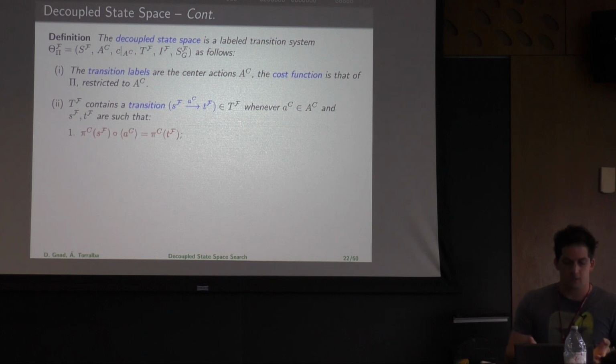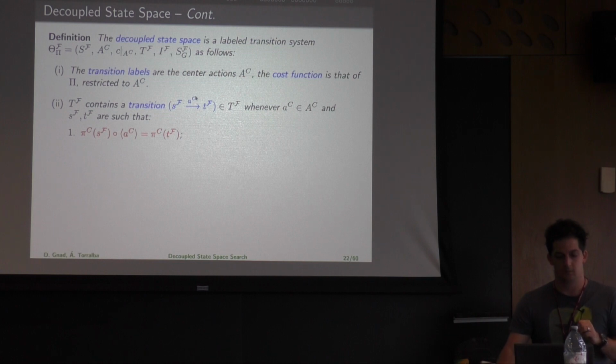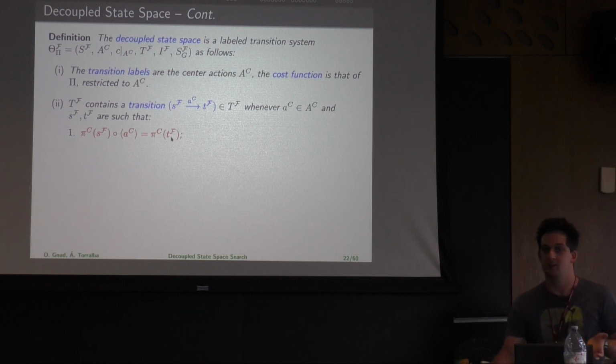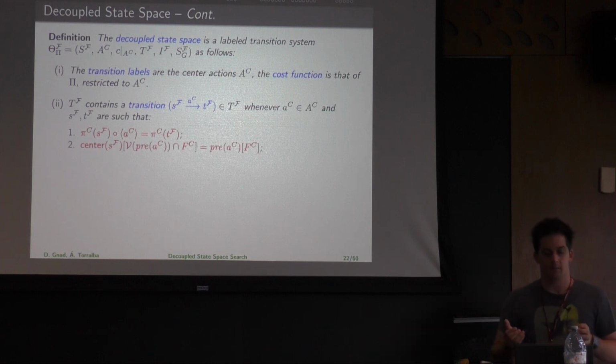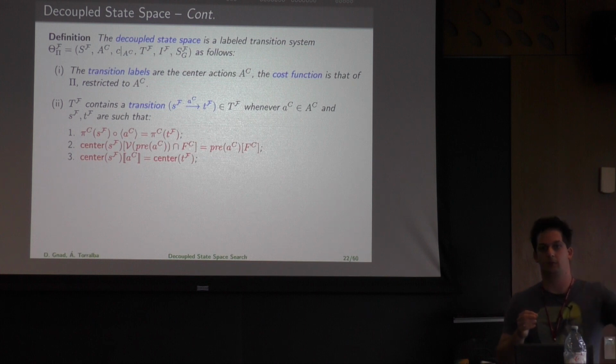whenever appending AC, the label of the transition, to the center path of the first state, we get the center path of the second. So we just append one action to the center path. Applying the action to the center state of the predecessor results in the center state of the successor. That's the third one. The second one is obviously the center precondition of the action needs to be fulfilled in the predecessor, otherwise we cannot apply the action.